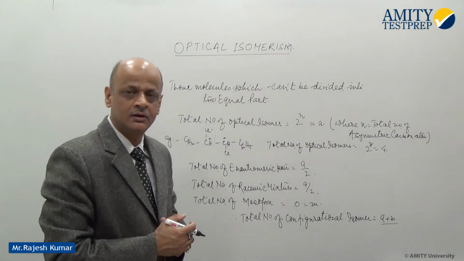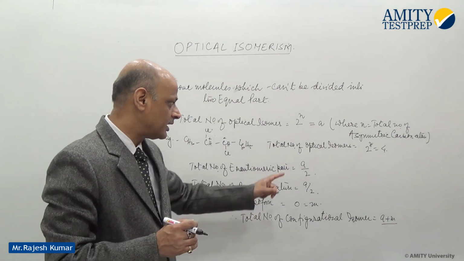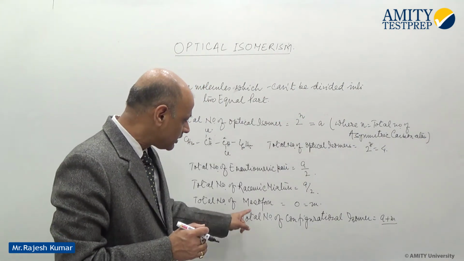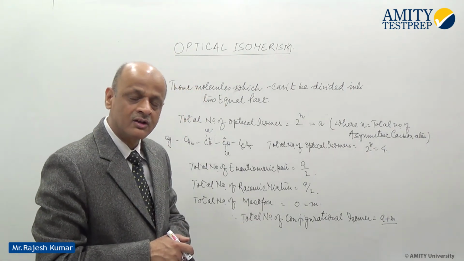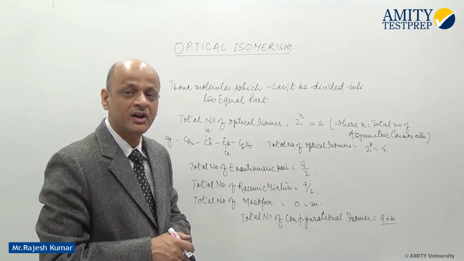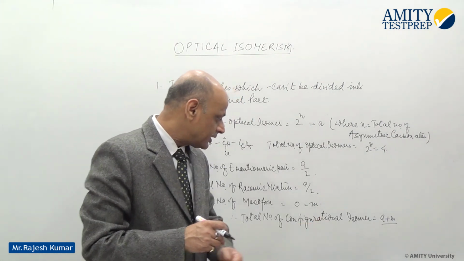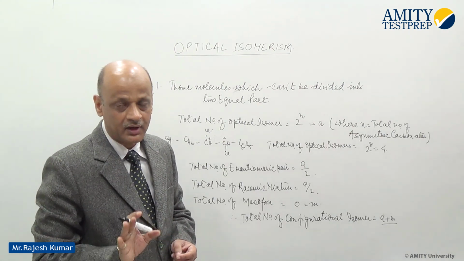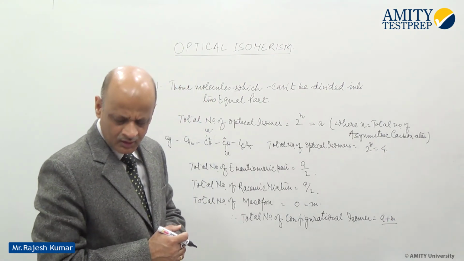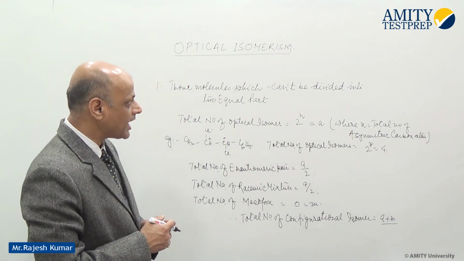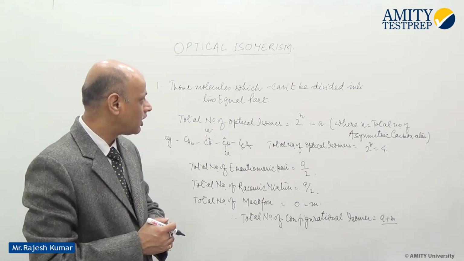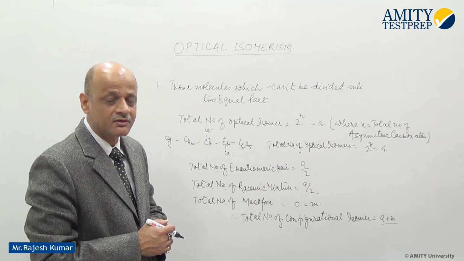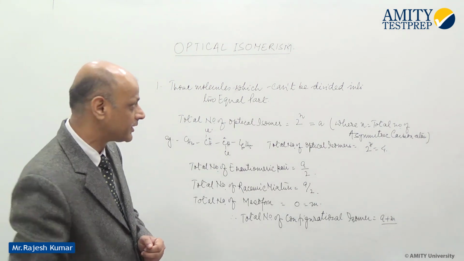So in this case, the total number of optical isomers is 2 raised to the power n, where n is the total number of asymmetric carbon atoms, and the total number of mesoform is m, that is also a type of configurational isomer, though the molecule is optically inactive. So ultimately, the total number of configurational isomers is equal to A plus m, optical isomers plus mesoform. But if the molecule can be divided into two equal halves or two equal parts, then the total number of optical isomers can be calculated by the other formula. We will discuss each one by one here.